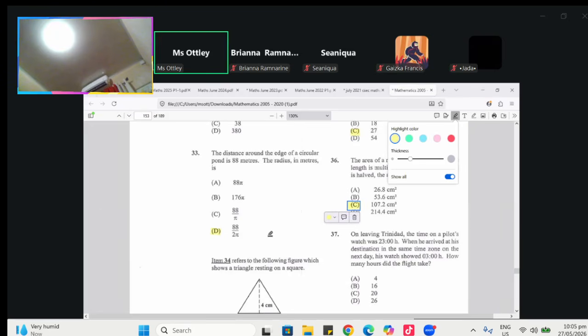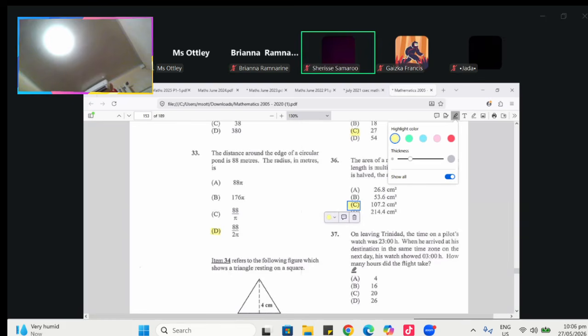On leaving Trinidad, the time on a pilot's watch is 2300 hours. When he arrives at his destination in the same time zone on the next day, his watch shows 300 hours. How many hours did the flight take? Four hours. My answer is A.